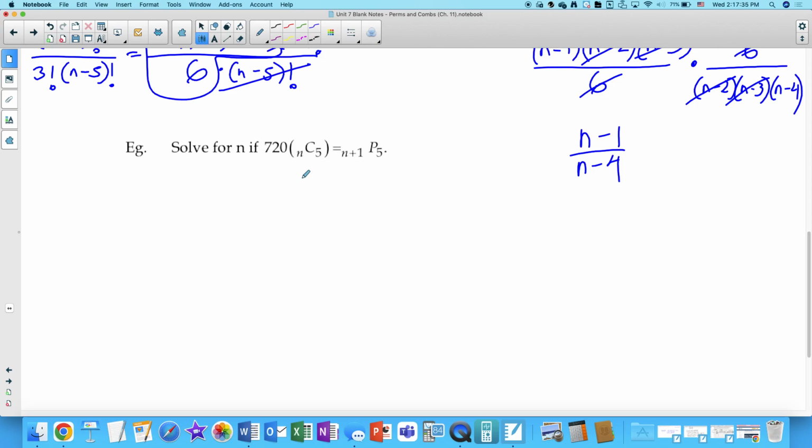Okay, so again, what I'm going to do is on each side, I'm going to simplify as much as I can using factorial notation. So the left side is 720 times n choose 5. Well, n choose 5 is n factorial over 5 factorial times n minus 5 factorial.